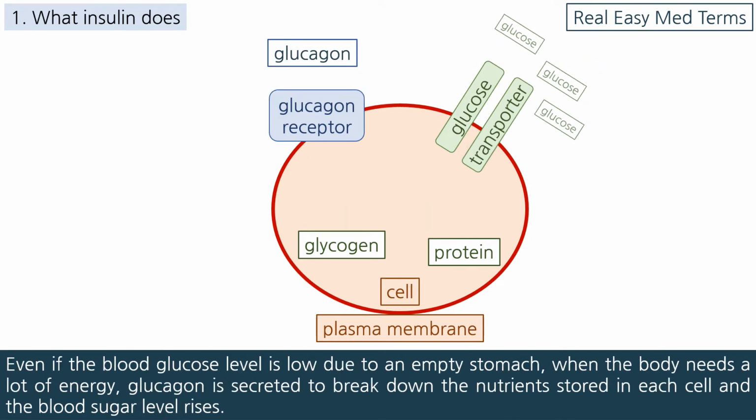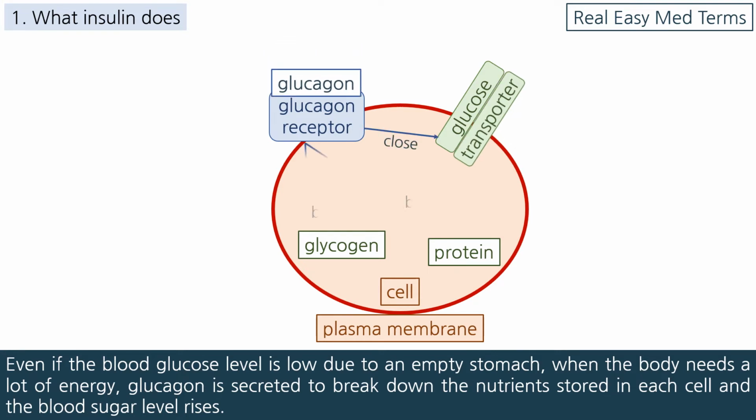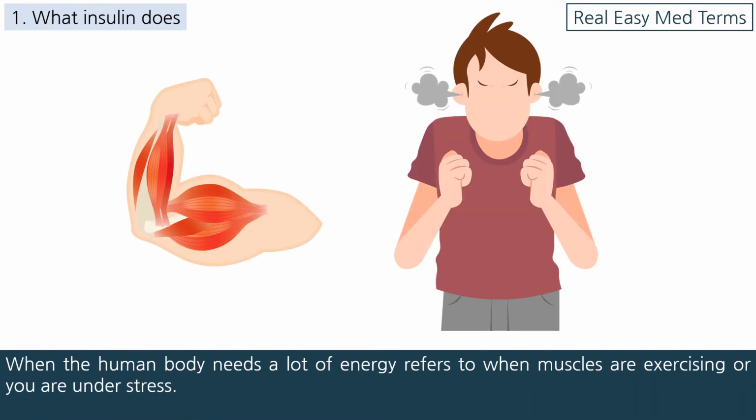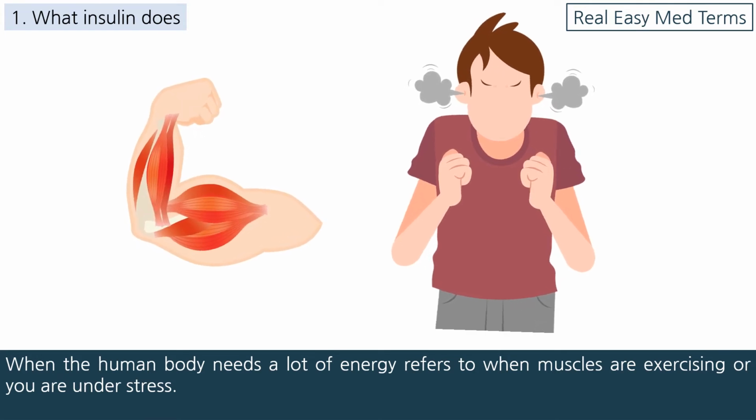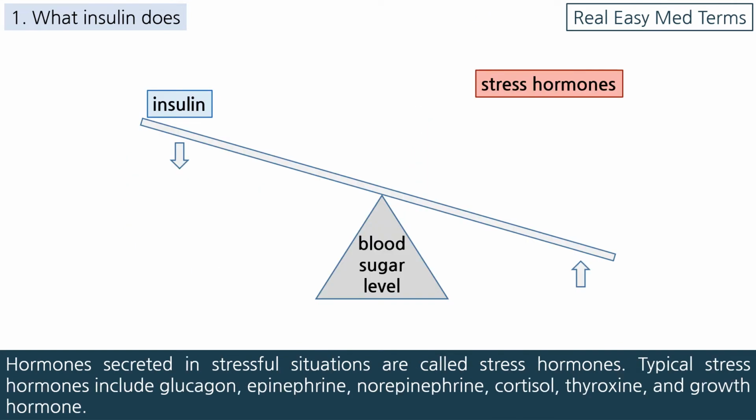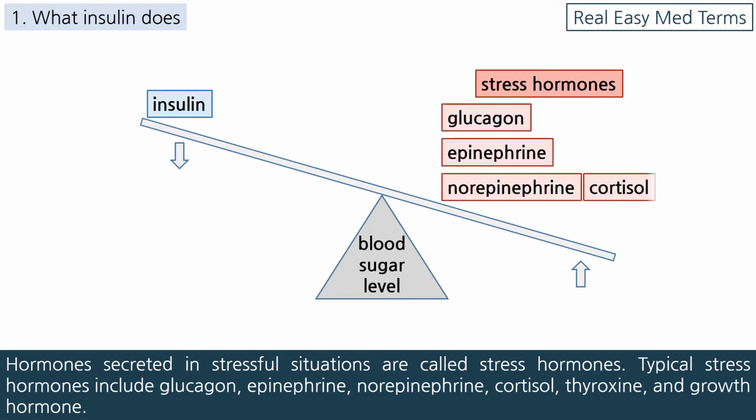Even if the blood glucose level is low due to an empty stomach, when the body needs a lot of energy, glucagon is secreted to break down the nutrients stored in each cell and the blood sugar level rises. When the human body needs a lot of energy refers to when muscles are exercising or you are under stress. Hormones secreted in stressful situations are called stress hormones. Typical stress hormones include glucagon, epinephrine, norepinephrine, cortisol, thyroxine, and growth hormone.